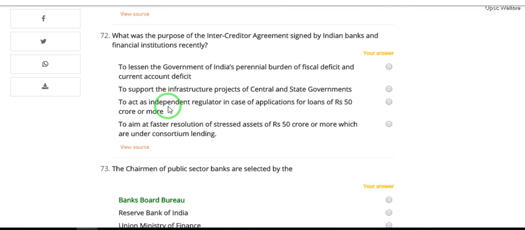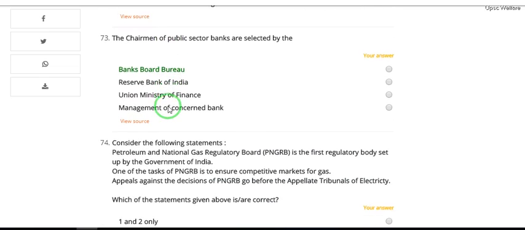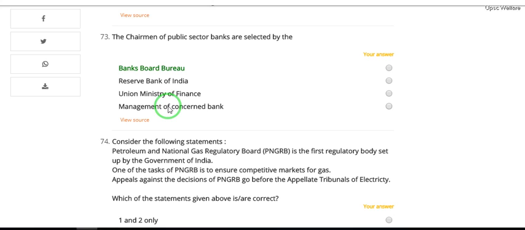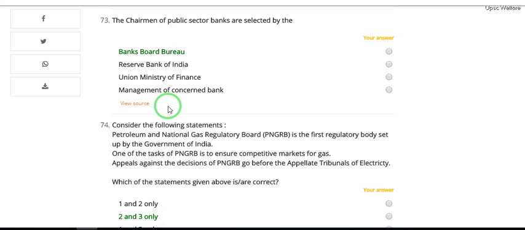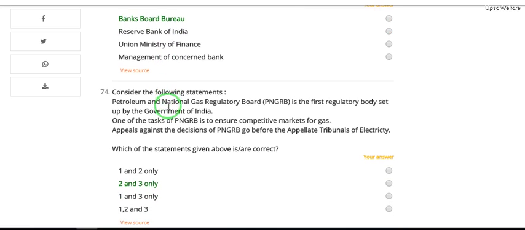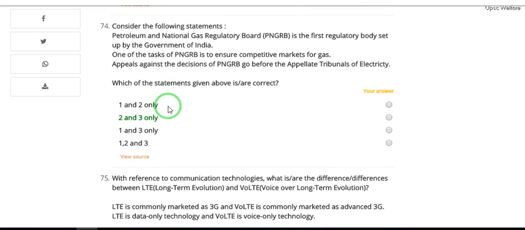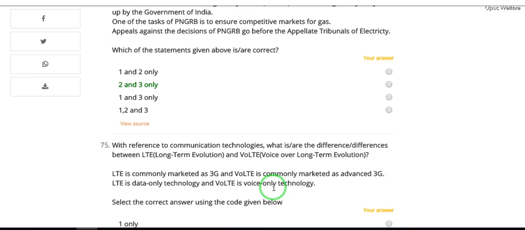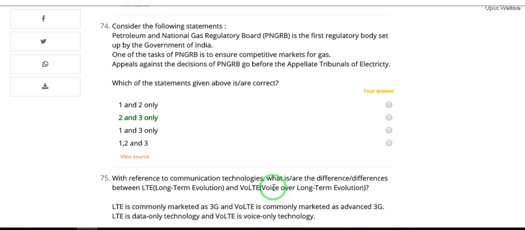Now still confusion in the 72. 73 is an easy question, because the chairman of the public sector bank is selected by the BBB, yes, Bank Board Bureau. Now see, consider the following, question number 74: Petroleum and Natural Gas Regulatory Board, PNGRB. The first regulatory body is going to be wrong. So what I will go for here, if we eliminate the 1, definitely 2 and 3 will be the correct answer. So we will go with the B.